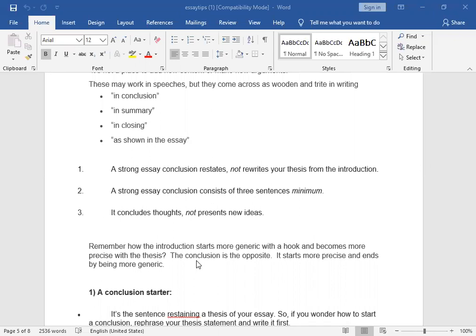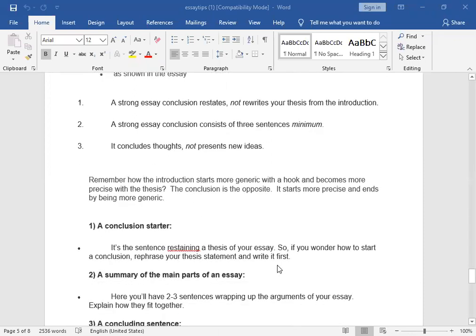Okay? One, conclusion starter. It is the sentence restating the thesis of your essay. So, if you wonder how to start a conclusion, rephrase your thesis statement and write it fast. Two, a summary of the main part of an essay. Here, you'll have 2 to 3 sentences wrapping up the argument of your essay. Explain how they fit together.